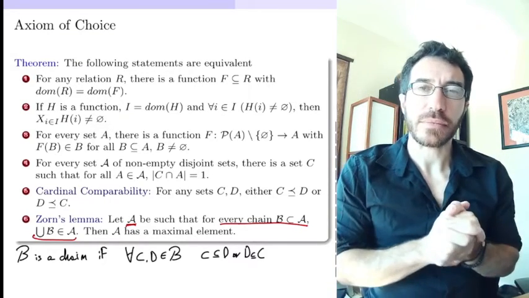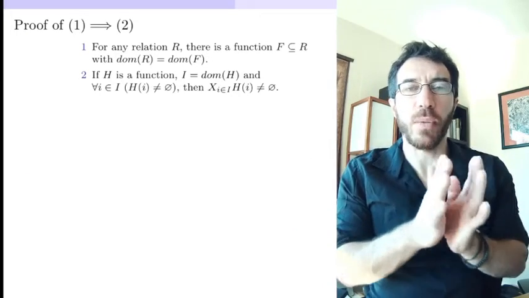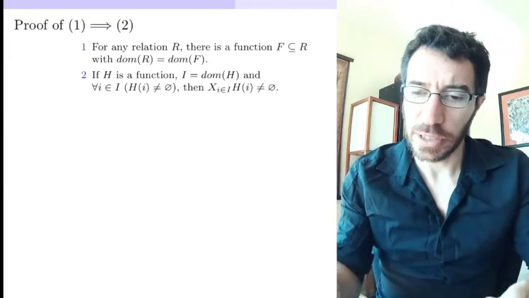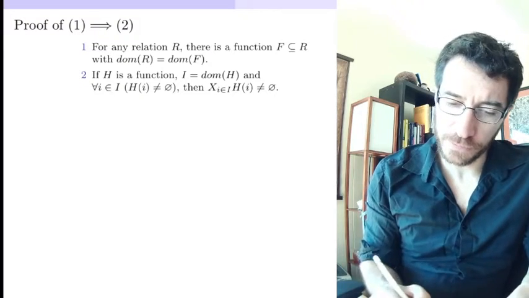Okay, so these are the 6 formulations of the axiom of choice, and let's start looking at how they imply each other. Let's start by proving that 1 implies 2. Here I wrote 1 and 2 again. We did this already, but we can do it again. So we want to prove 2.